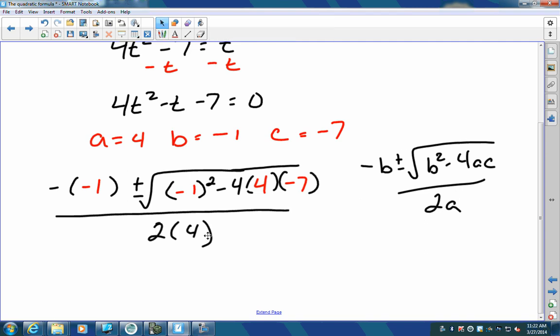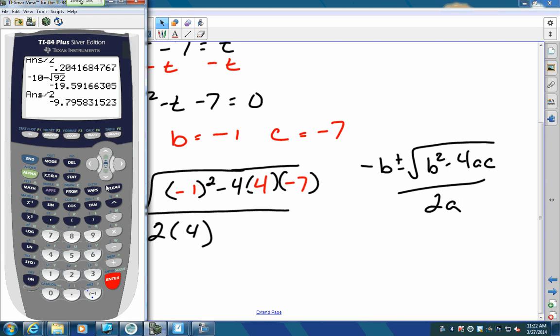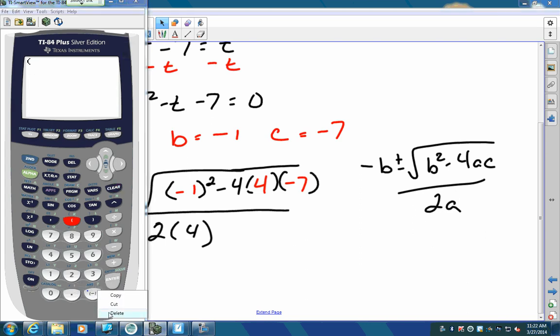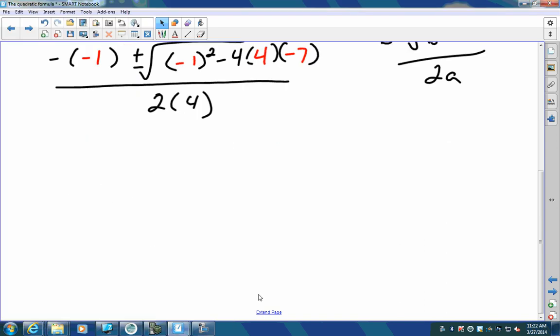Okay, so find the discriminant. I'm going to put in there -1 squared minus 4 times 4 times -7. And I'm going to press enter. 113.